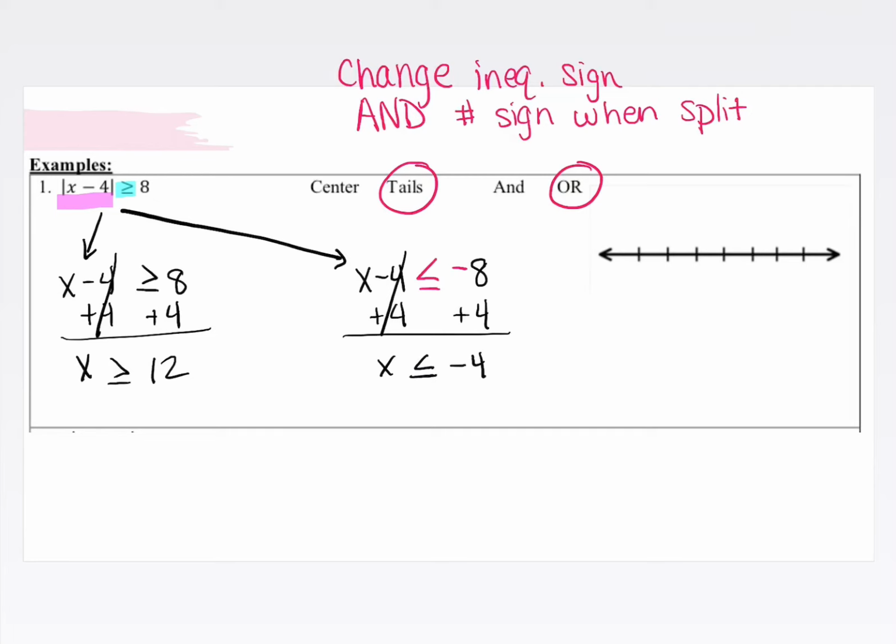So now we can mark this on our graph. Since it is greater than or equal to and less than or equal to, we're going to have closed circles. And because we already did this in the beginning, we know it's an or, and we're going to have two tails for shading. We can also look at our inequalities. Greater than or equal to 12, so we're going to shade to the right. Less than or equal to negative 4, so we're going to shade to the left.